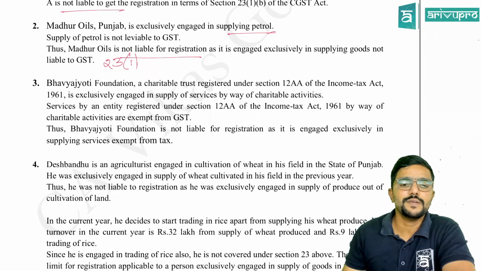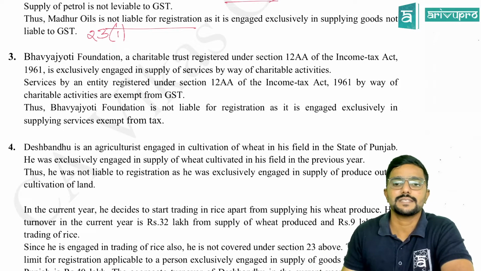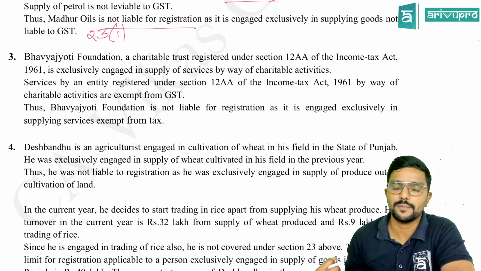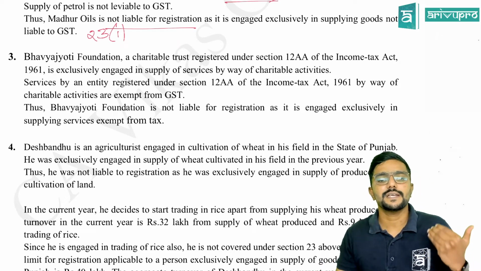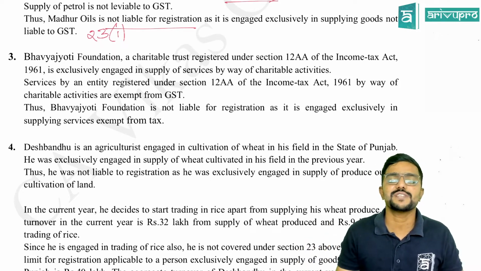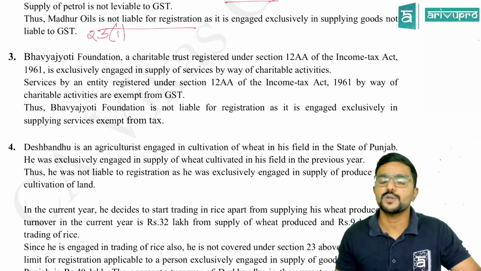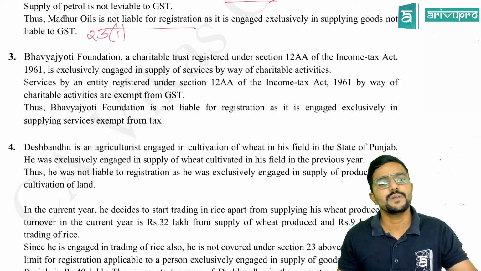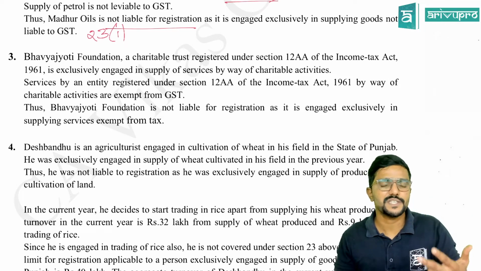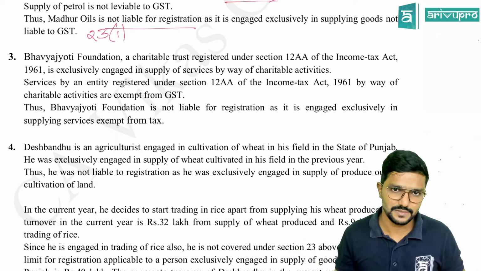Next, Bhavya Jyoti Foundation, a charitable trust registered under section 12AA of the Income Tax Act 1961, is exclusively engaged in the supply of services by way of charitable activities. Okay. So they are engaged in the services of charitable activities under GST. Even charitable activity services are exempt, guys. Clear? So you would have learned this in the Exempt chapter. We have one more chapter called Industry Specific Analysis. We will be learning there also this topic with respect to charitable institution, educational institution, hotel industry and all. What is taxable, what is exempt, we will be learning in detail in that chapter, guys. Chalo.